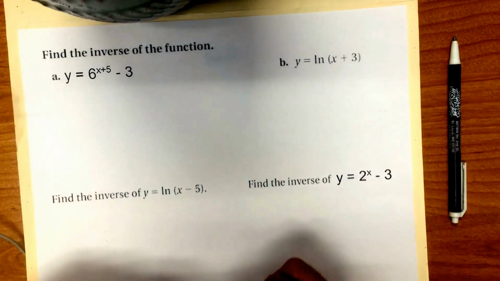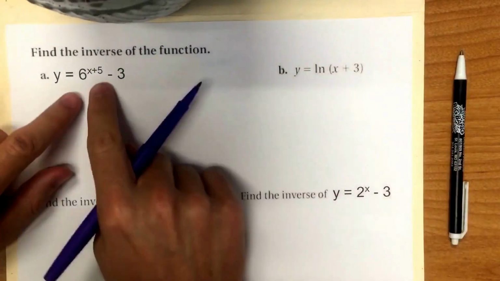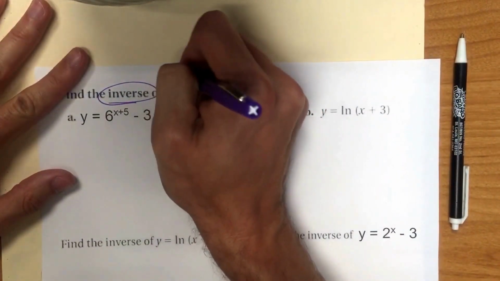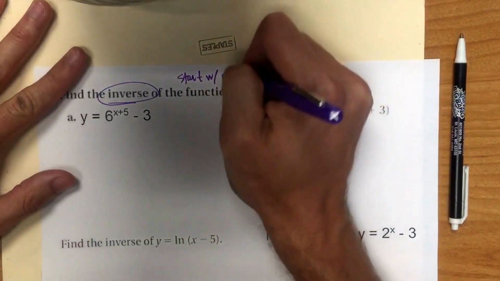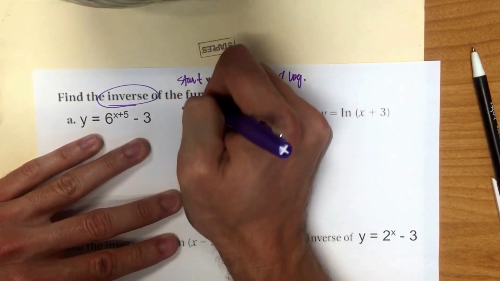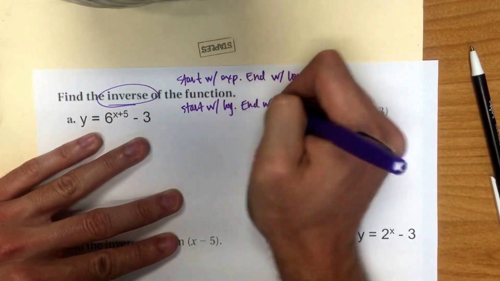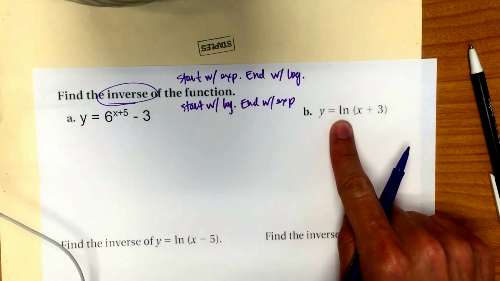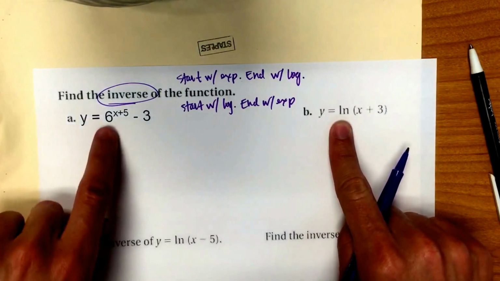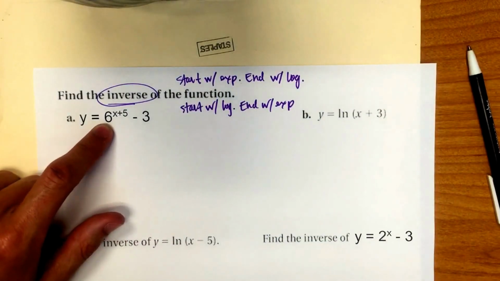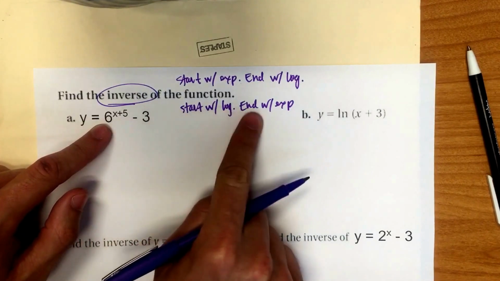Next thing we're going to talk about, since they're inverses of each other, let's actually find the inverse of some logs and exponentials. So if I start with an exponential, if I want the inverse, your end is going to be a logarithm. So if you start with exponential, end with log. And the reverse is also the same. If you start with a log, you're going to end with an exponential. So if you start off letter B here as natural log, and then you tell me the end answer, the inverse, is a natural log, you've done the problem incorrectly. If you start with the problem as an exponential base 6 and you end with an exponential base 6, you've done the problem incorrectly. If I start with an exponential, I'm going to end with a log.